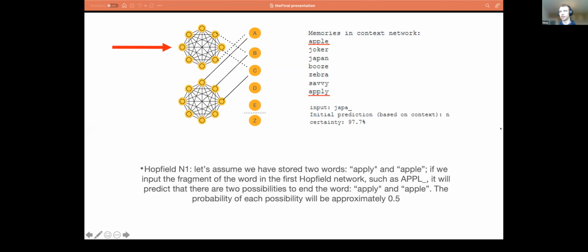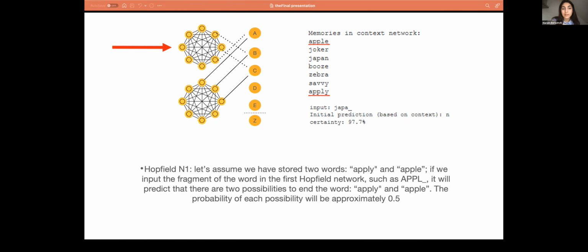Great. Now, as we mentioned at the beginning, our model consists of two separate Hopfield networks. Now we'll go through what each of them does. The first modern Hopfield network is indicated by the arrow. In that one, we stored a particular list of words such as Apple, Joker, Japan, etc. And as you can see on the screen, if we input the incomplete part of one of the words, such as Japan without N, it will predict that the next letter is going to be N.